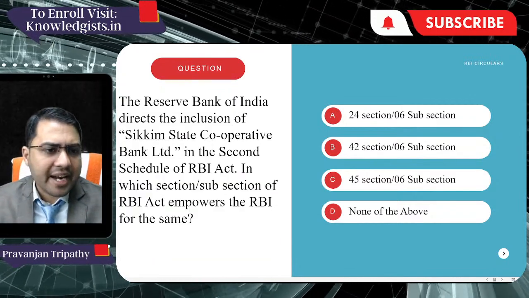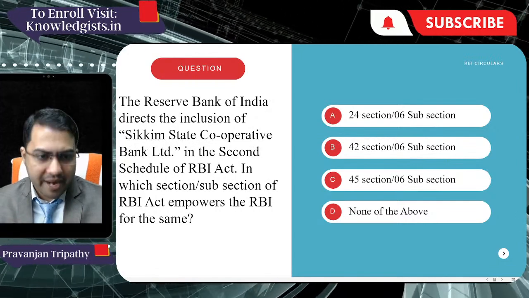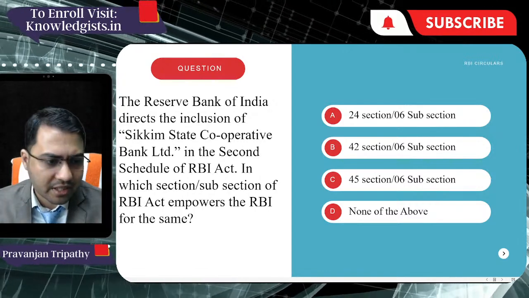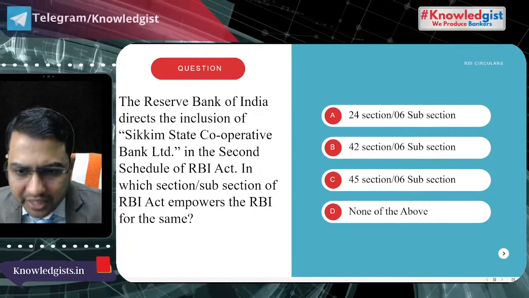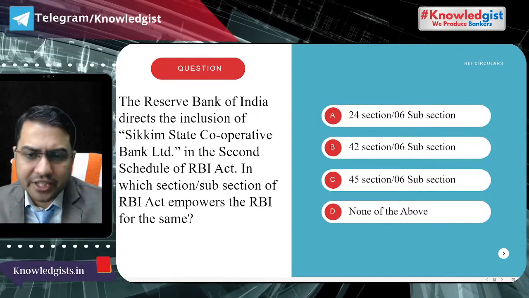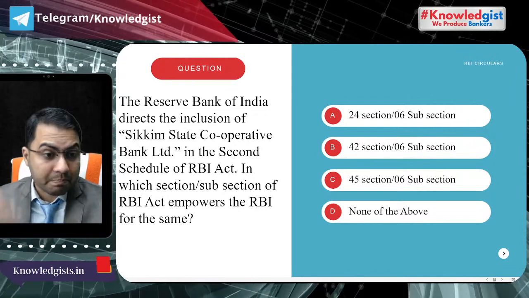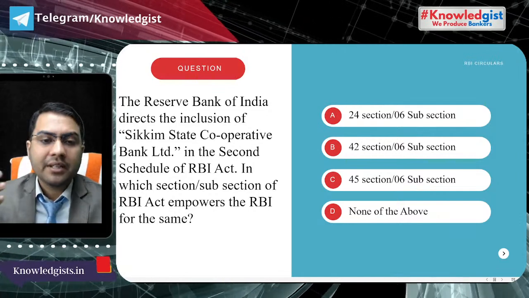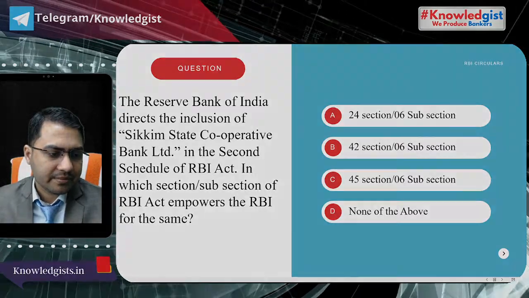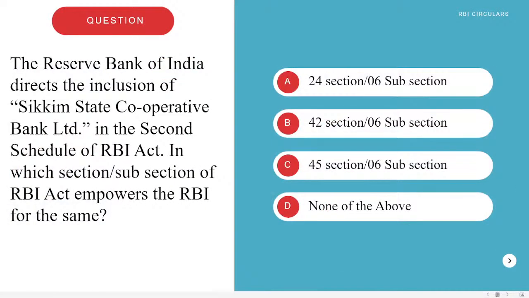RBI directs the inclusion of Sikkim Cooperative Bank in the second schedule of the RBI Act. Which section or subsection of the RBI Act empowers the RBI to do so? Can you tell me? We always talk about the second schedule, but which section of the RBI Act empowers RBI to put someone under the second schedule or to remove someone from it? This question no one has discussed. I have seen many banking classes, and all of them ask only in which schedule, second schedule, third schedule.